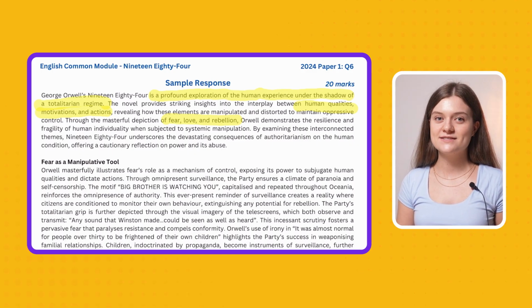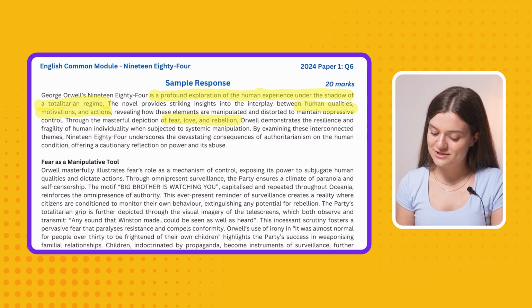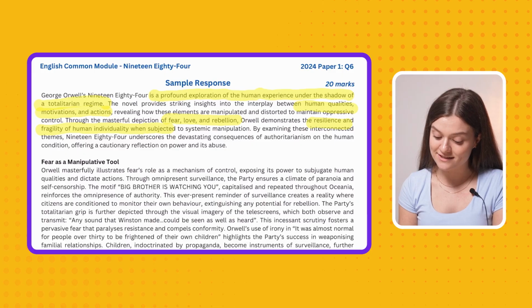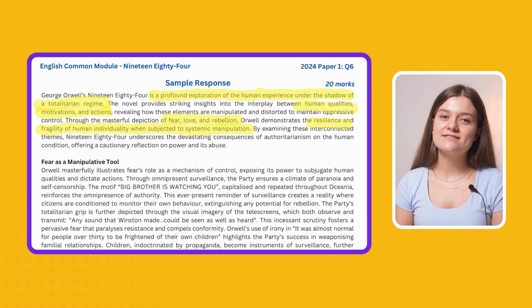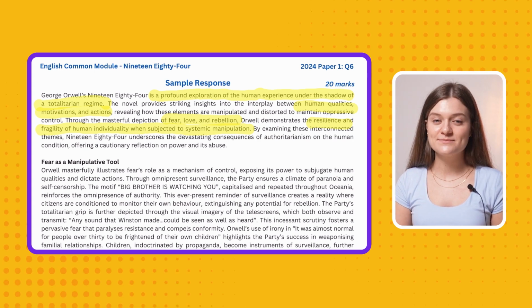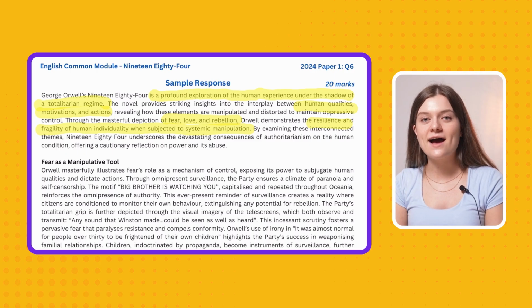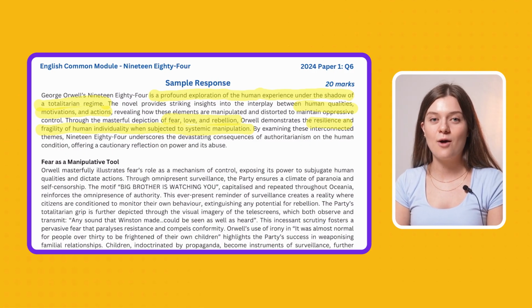The second half of the thesis introduces the bigger insight, which is the resilience and fragility of human individuality when subjected to systemic manipulation. This is where the marker sees you're not just describing what happens in the text, you're offering a perspective on what it means. And finally, the thesis closes with a sentence that ties the analysis back to the human condition and the broader implications of authoritarian power.